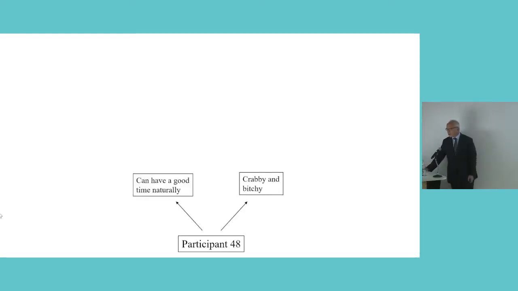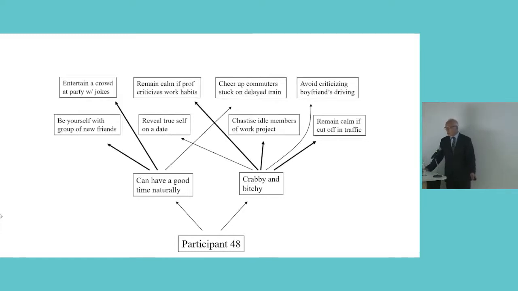Here's somebody who, sorry about the foul language in English, says that they can have a good time naturally and is crabby and bitchy. This is the sort of superficial consistency that you get all the time, but it's not really inconsistent. The person says they have a good time in crowds of people, they entertain people with jokes, they can be themselves in a group of friends. If they're in a train that gets stuck, cheering up other commuters is relevant to this quality. But if they're driving, or their boyfriend is driving, or people aren't working, or somebody criticizes them, then they're crabby. So it's no mystery. These are situations where the person is disagreeable, and these are situations where the person is extroverted and agreeable. You suddenly get a sensible portrait of a person very quickly by using the Kappa model methods.